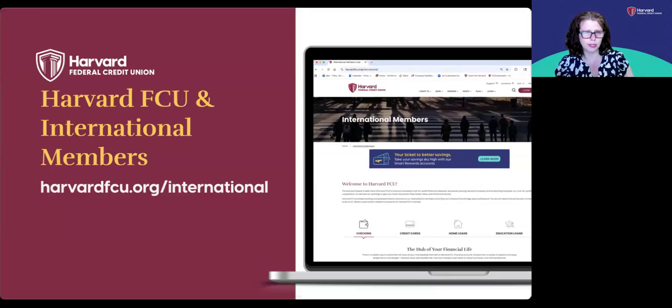If you do want to join the credit union, if you feel like you need a checking account, savings account, credit card, mortgage, we do home loans, but only here in New England or in Florida. So if you're buying a home here, we can help you with that. Educational loans, some of you may already know about. And all the other services that we offer are available to you as an international member. And then just some caveats based on federal law that we're going to go over. So this harvardfcu.org/international link is a great place to start.